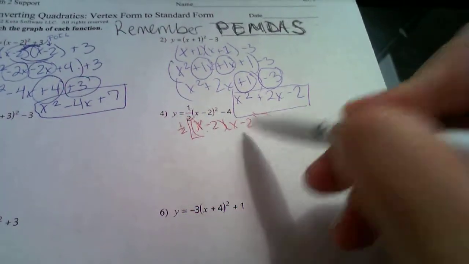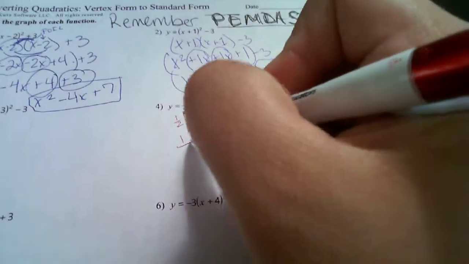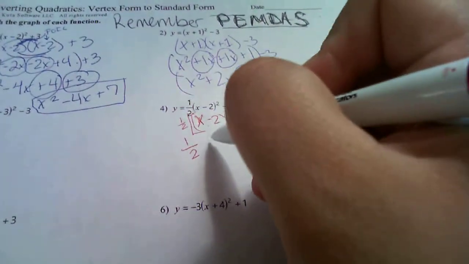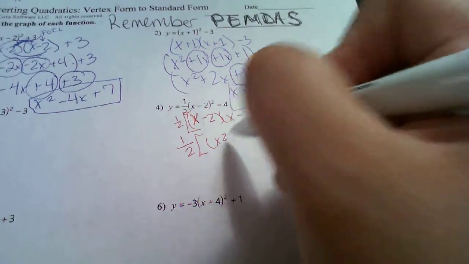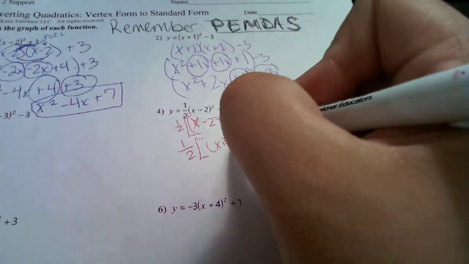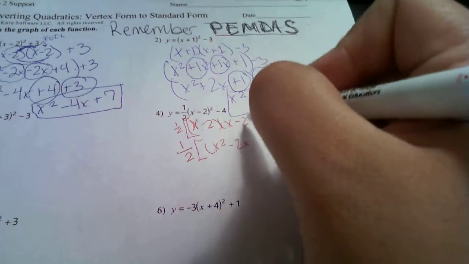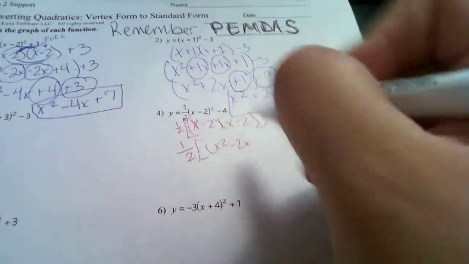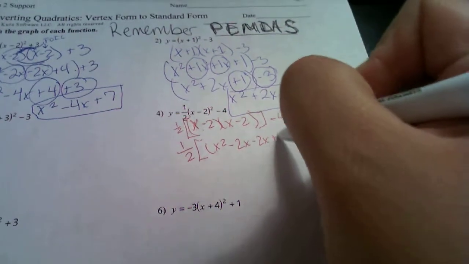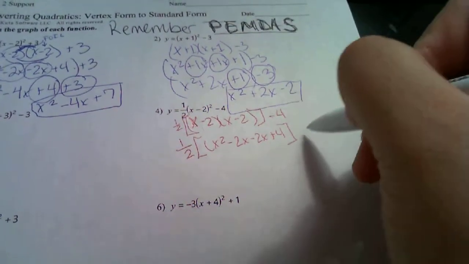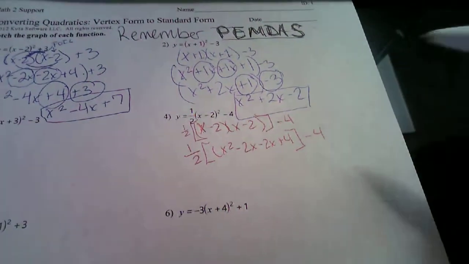We're going to use FOIL, or if you like the box method, we have x times x, which is x squared. -2 times x is going to be a -2x. Now we have another -2 times x is another -2x. -2 times -2 is going to become a +4 and -4.